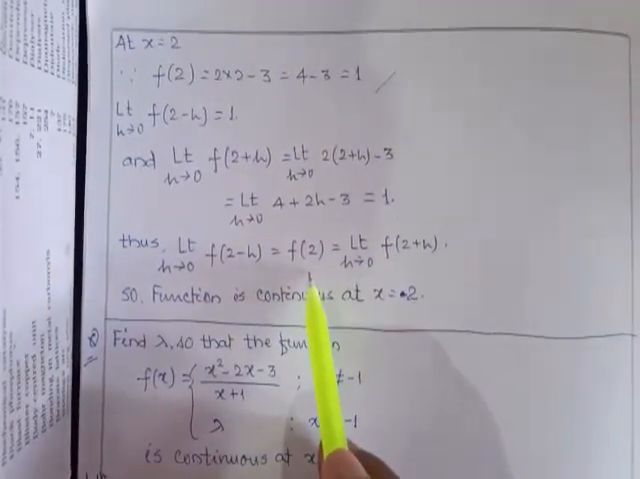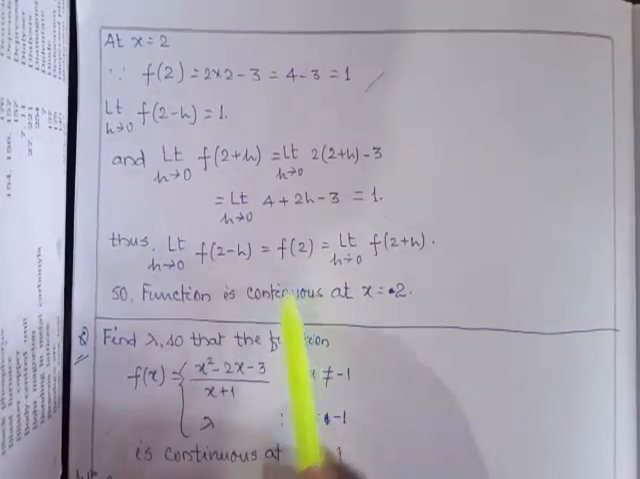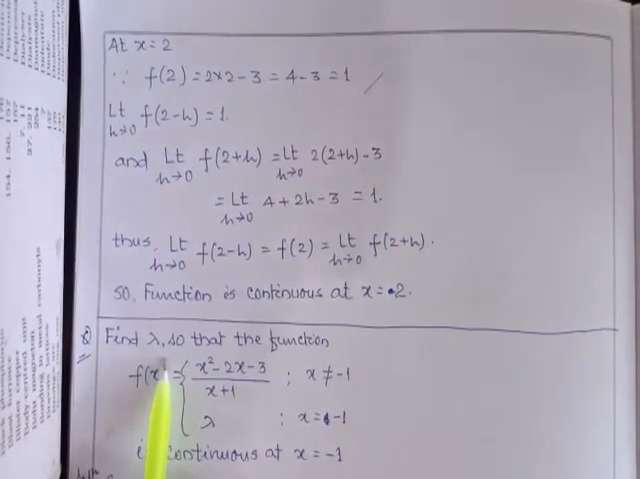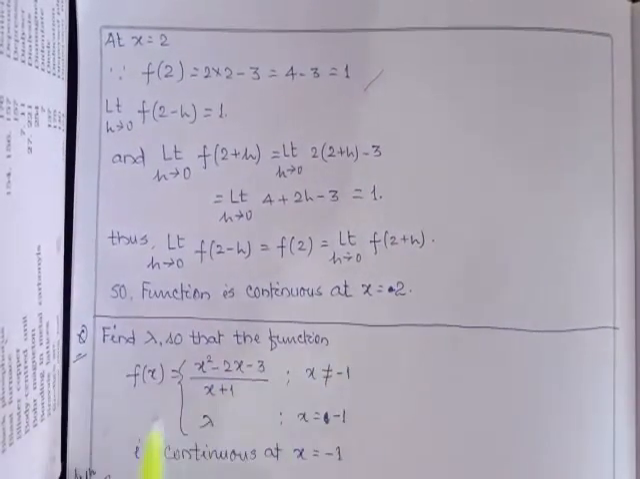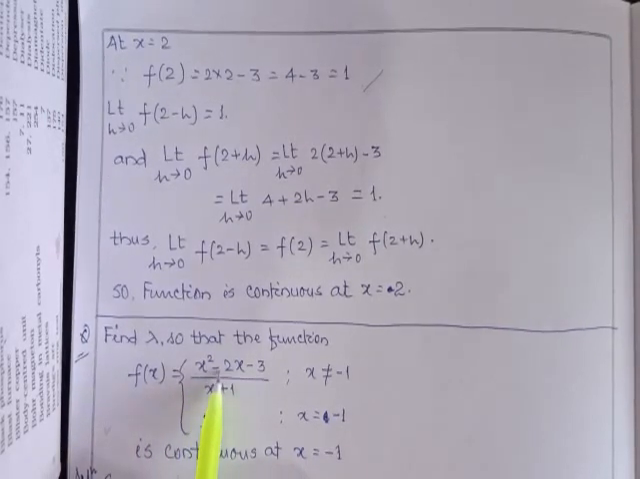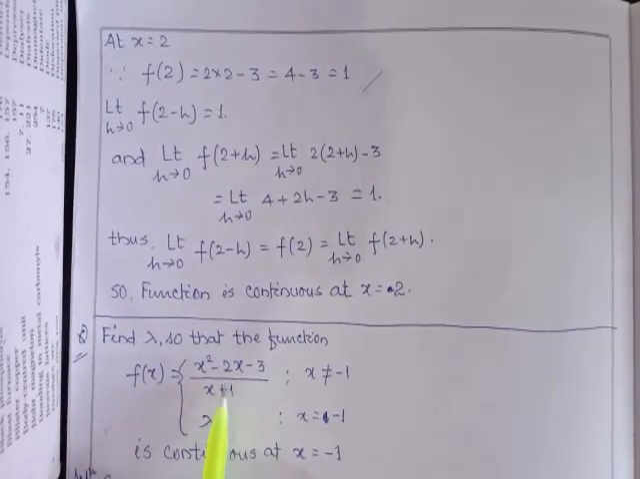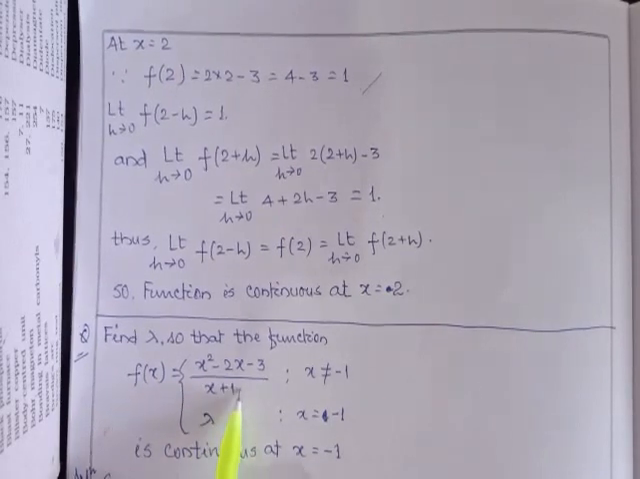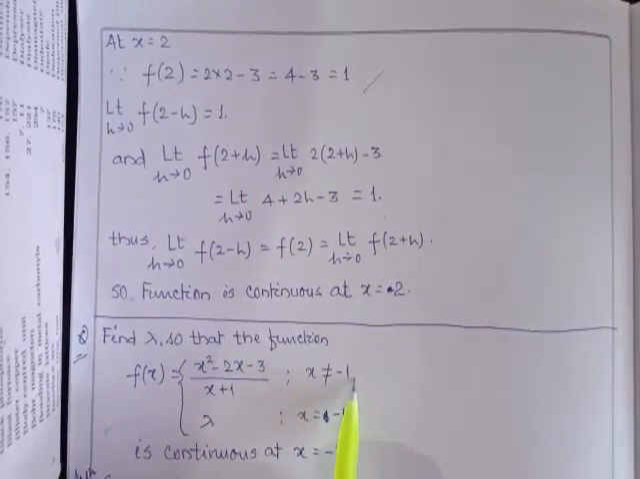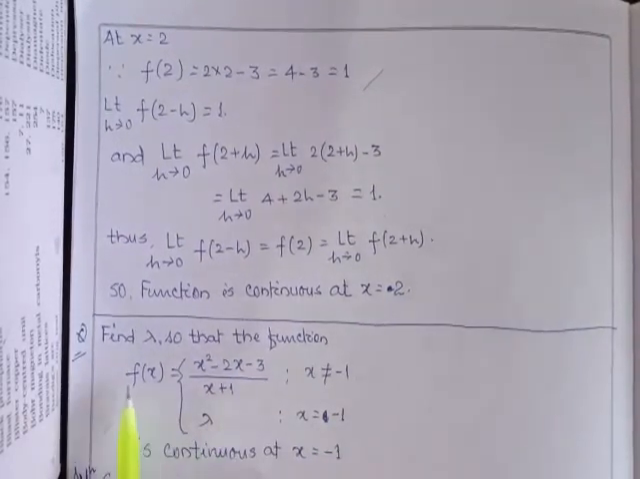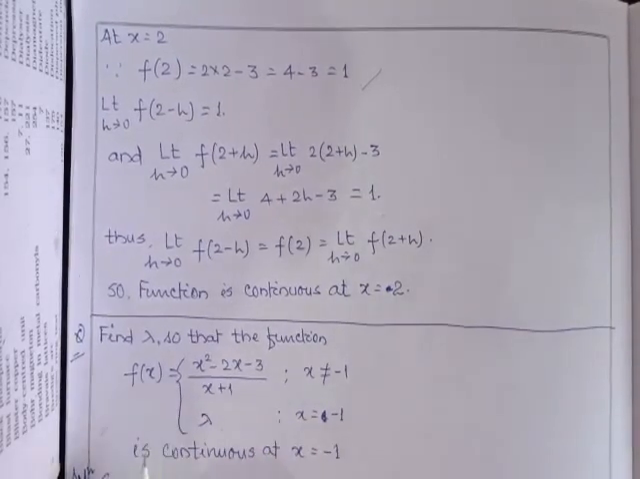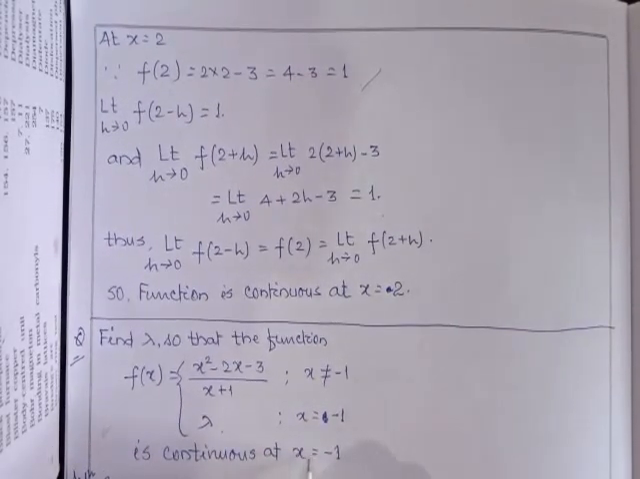Consider another problem. Find the value of lambda so that the function fx is equal to x square minus 2x minus 3 upon x plus 1, applicable when x is not equal to minus 1, and fx is lambda when x is equal to minus 1, is continuous at x is equal to minus 1.